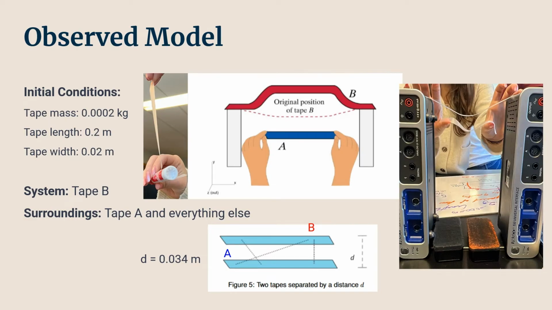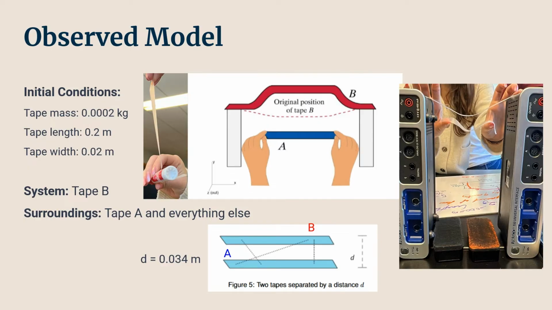This is our experimental setup for the observed model. Here are the initial conditions listed. The system is tape B and the surroundings is tape A and everything else. Before starting the experiment, we had to determine whether the charge of the tape was positive or negative. We did this by seeing how the charged plastic pen that was rubbed against wool interacted with the charged tape. We saw that the tape attracted to the plastic pen, and because the pen is negatively charged, the charge of the tape must be positive.